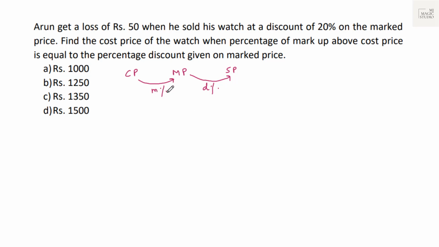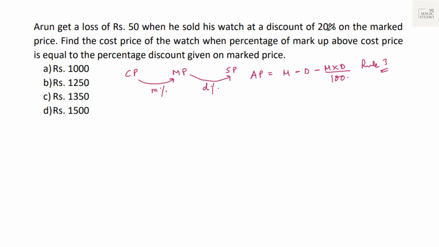Now if any trader is raising price by m% and then giving a discount of d%, then his actual profit is given by m minus d minus m into d by 100. It's a very simple rule. You will get this in the percentages or profit and loss masterclass. Actual profit is m minus d minus m into d by 100.